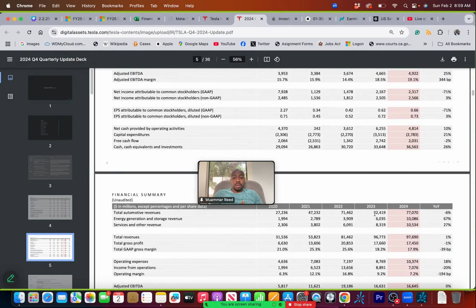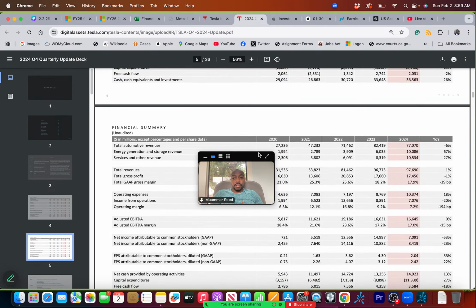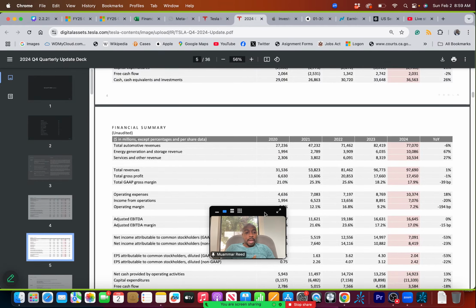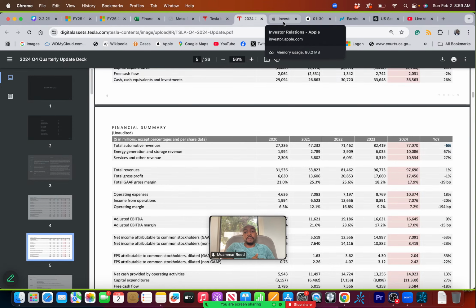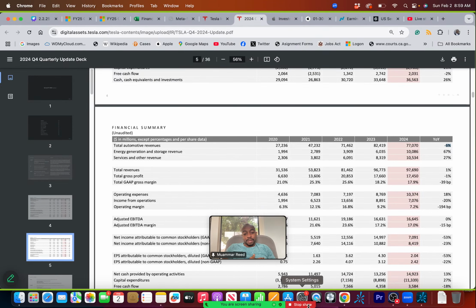And then look at the year over year for Tesla, right? In 2024, total automotive revenues from car sales were 77 billion. Last year was 82.4 billion. So that's a negative 6% in car sales. Yeah, that's a hit, right? I would rather invest in Apple, Meta, or Microsoft.